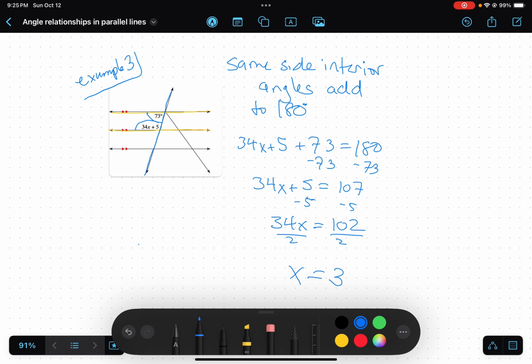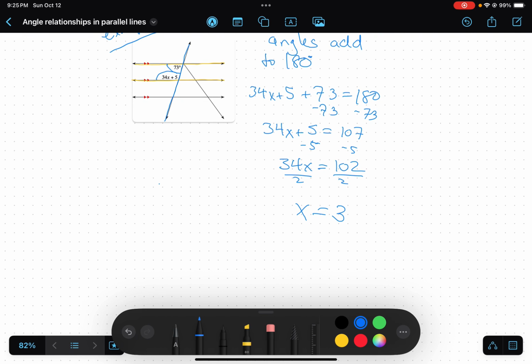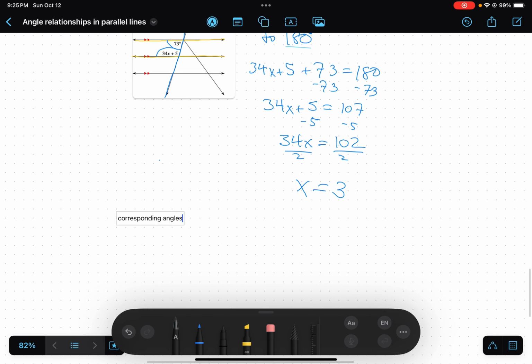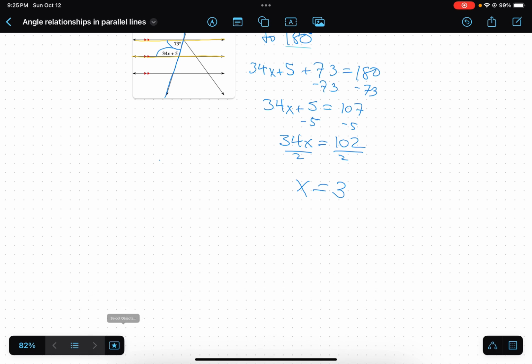Okay, let me write down all the key words that you should have in your notes. Corresponding angles is one. The next one is alternate interior, which we already had. Oops, I don't like how this is doing this. Okay, sorry, let me just write them out like normal.